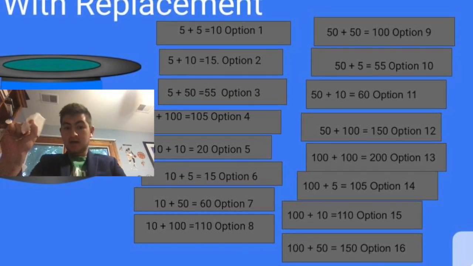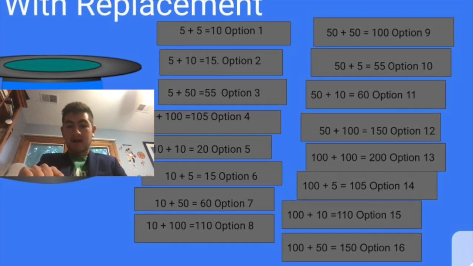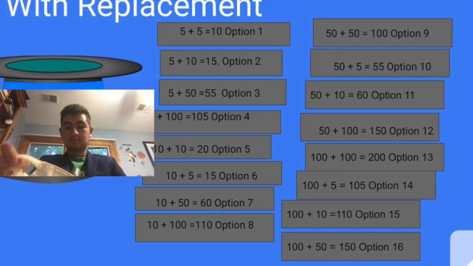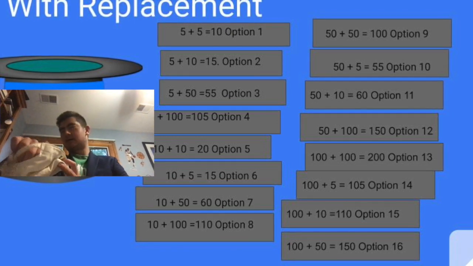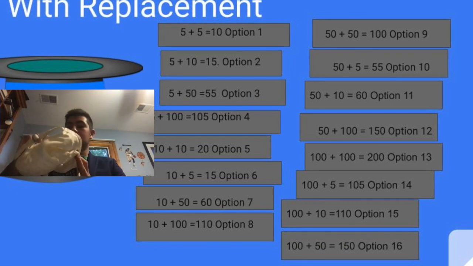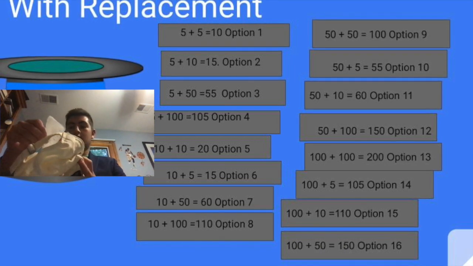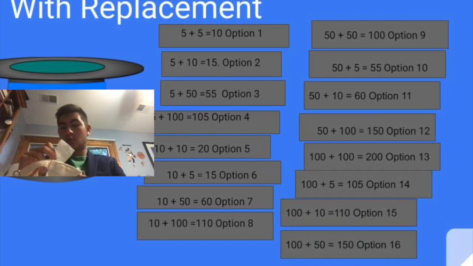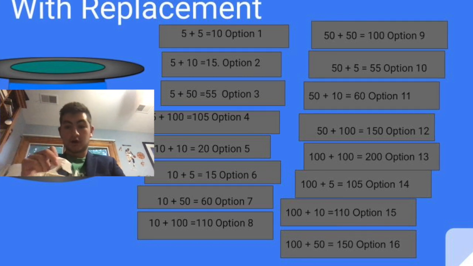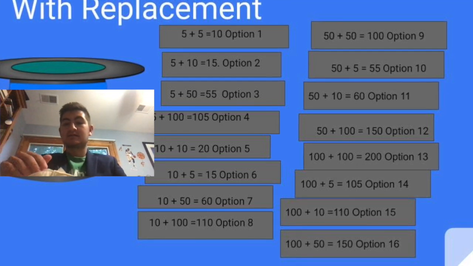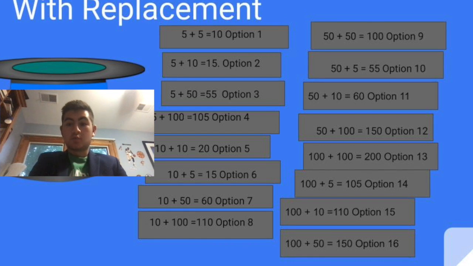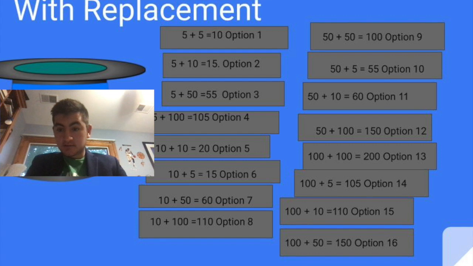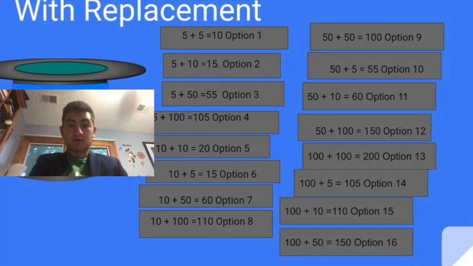Because we're doing replacement, I'm going to put this 100 right back into the hat. Mix it up. Gotta be fair. Casinos are sketchy, gotta be careful. I got 5. So that means my sum would be 100 plus 5, 105. That is an example of a sum that you could possibly get with replacement, and you can see that right here, that's option 14, 105. So that's one of the options.